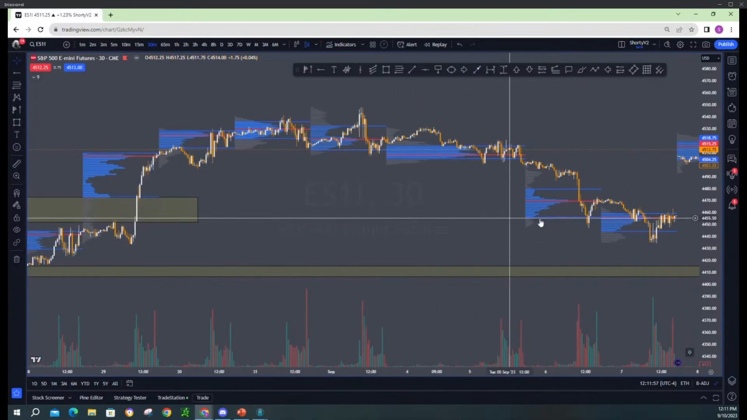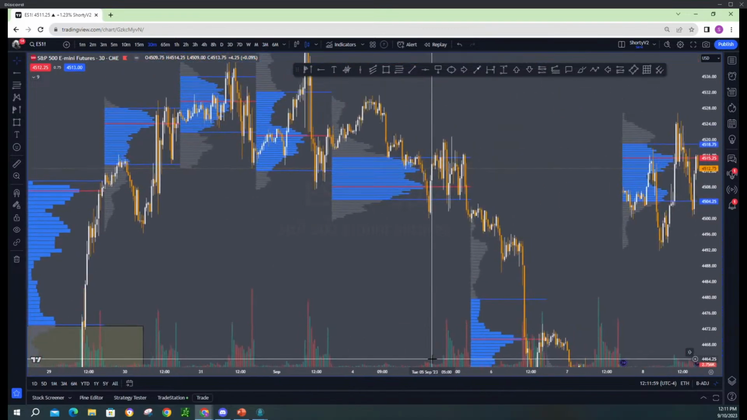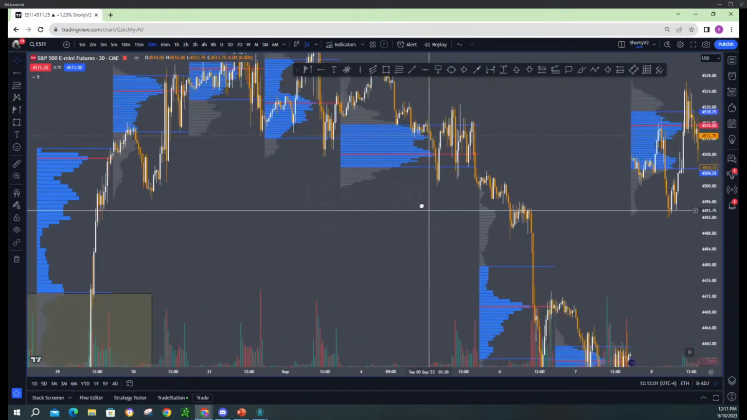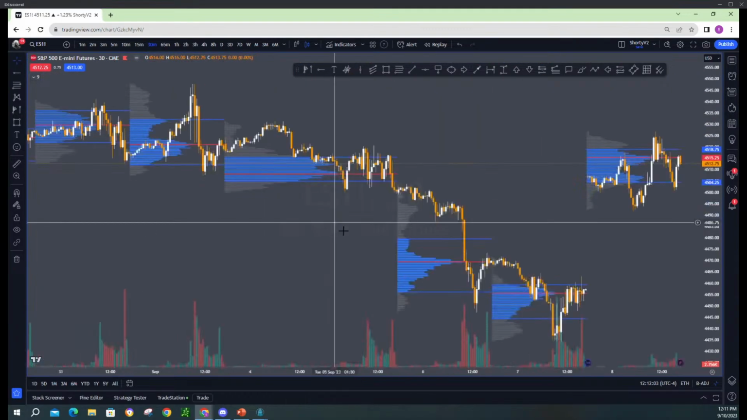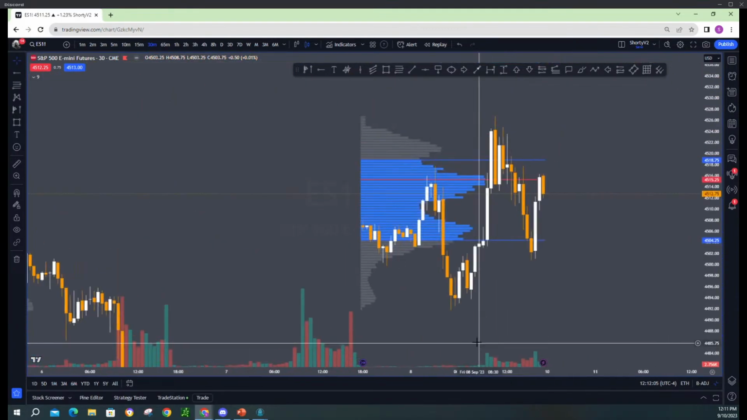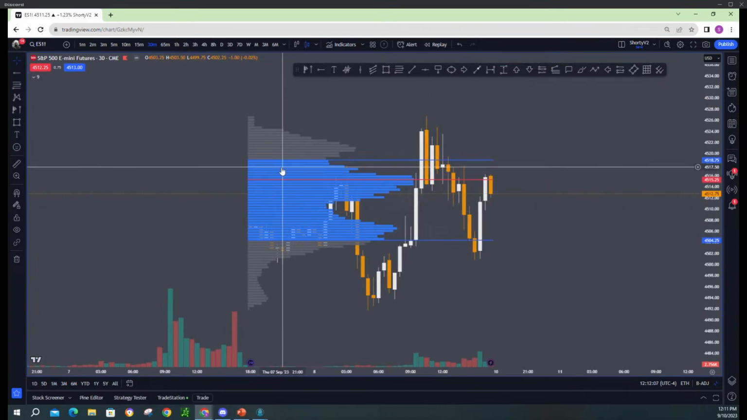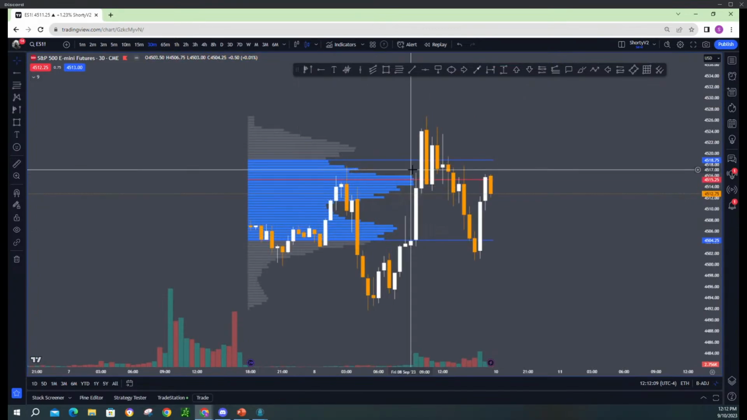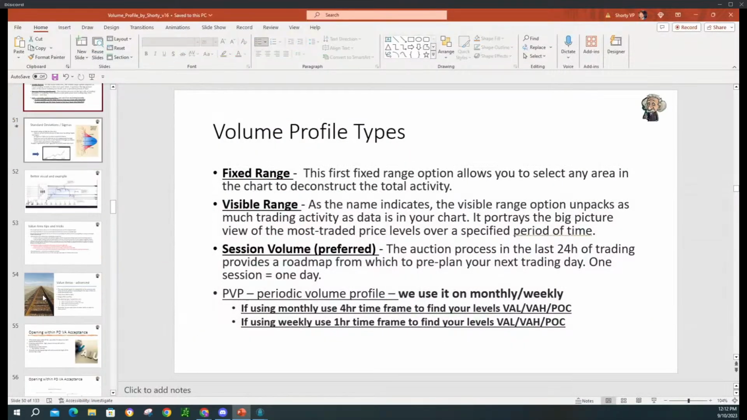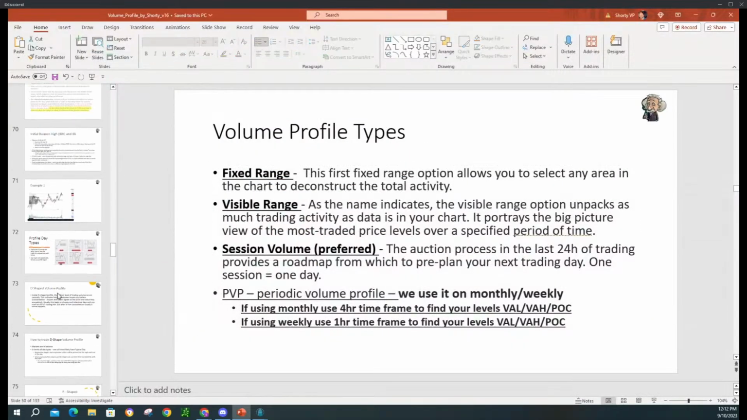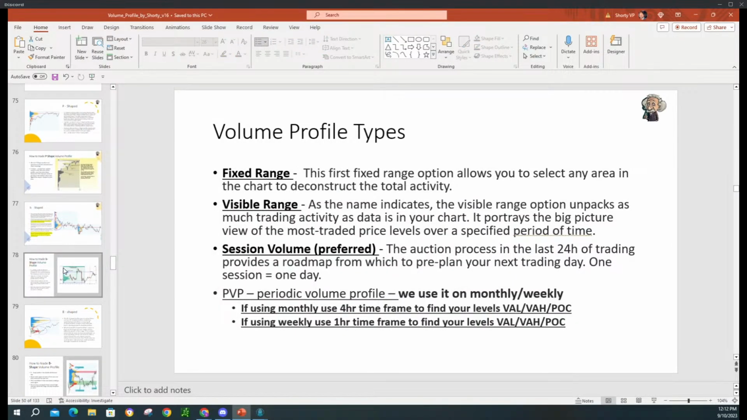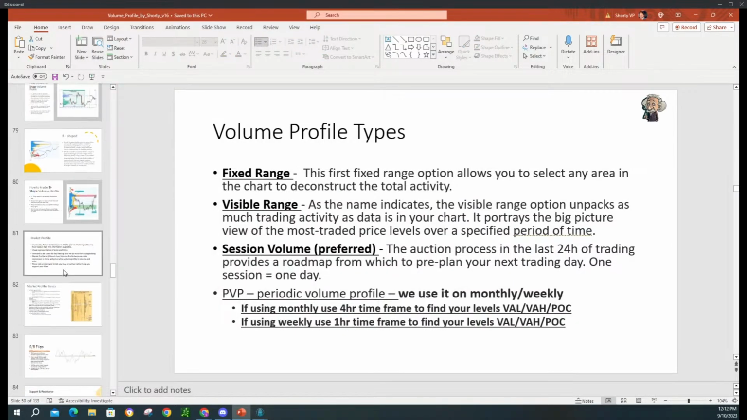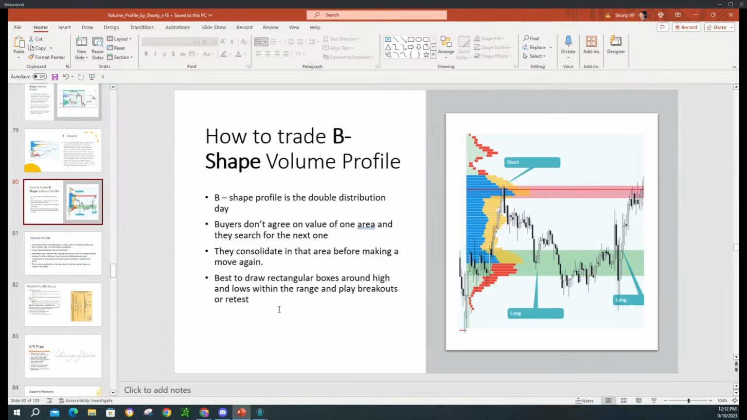So on intraday, usually you care about the previous day, right? If you're trading today, I would say this is a really good double distribution day, on Friday I guess, right? You have a volume node here and a volume node here, right? So if you go on volume nodes and you go on profiles, there's the B shapes, right? And they'll explain how to trade it.